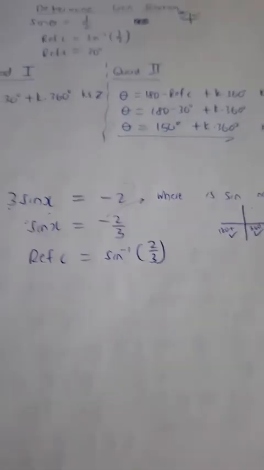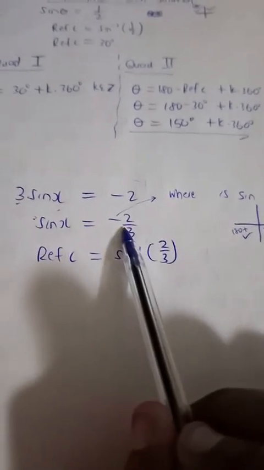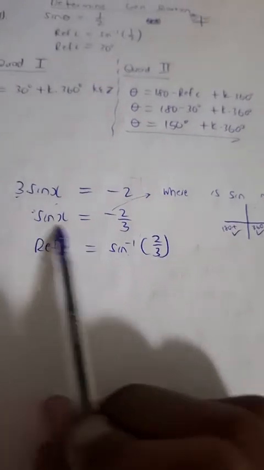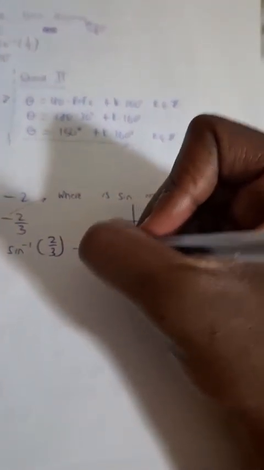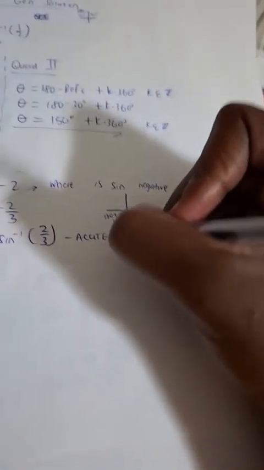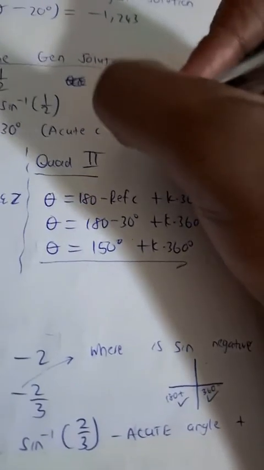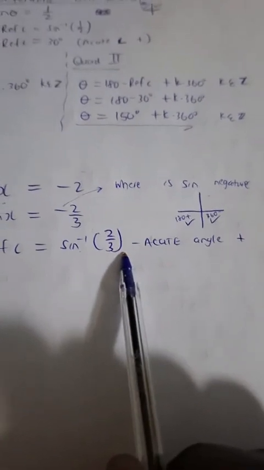Okay, the logical thinking here is that because I've asked where is sine negative and have then identified the quadrants where sine is negative, when I work out the reference angle, I want the reference angle to be an acute angle that is positive. We want the reference angle to be an acute angle that is positive. There's a deliberate pursuing of a reference angle that is positive.